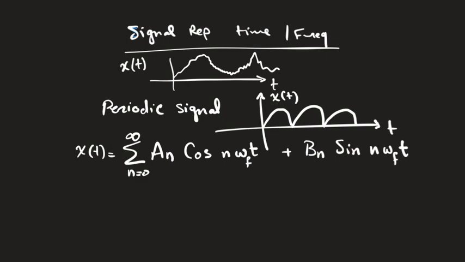Why do we care about the representation as sinusoids? Because a single sinusoid contains a single frequency component, right? Even though this periodic signal includes many frequency components because it includes sinusoids at different frequencies added together, a single sinusoid is a single frequency component. This is why this representation is important.